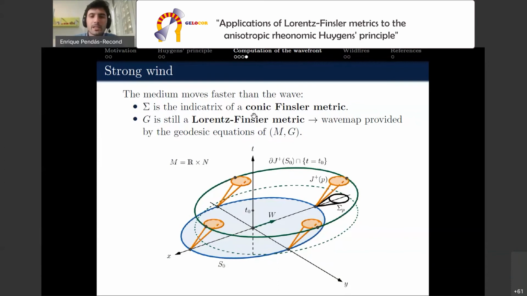And this makes the problem much more complicated from the point of view of the space. However, from the space-time viewpoint, we don't have such a drastic change. It's just a matter of tilting the cones. And in fact, we still have a Lorentz-Finsler metric. So we can compute the wave map and therefore the propagation of the wave exactly in the same way as we did before. So observe that this space-time viewpoint allows us to solve both the time-dependent problem and the strong wind case without any additional effort, which is a great advantage.